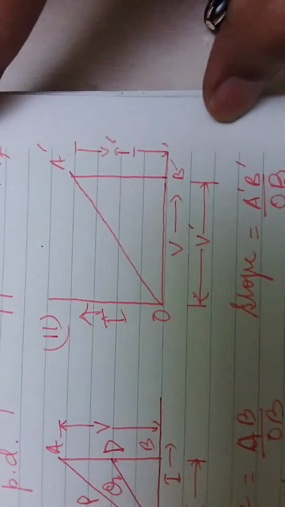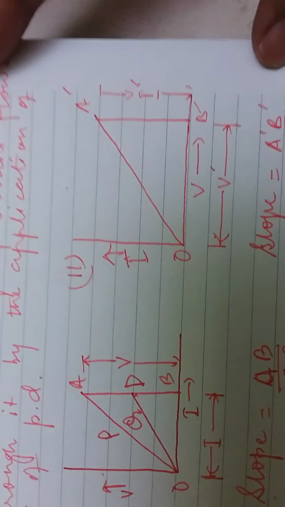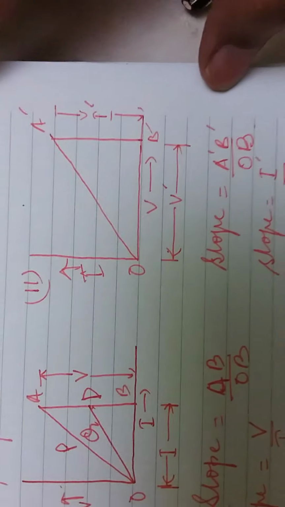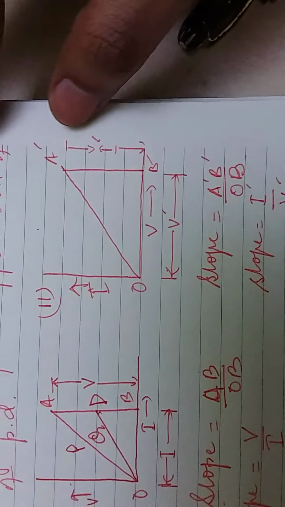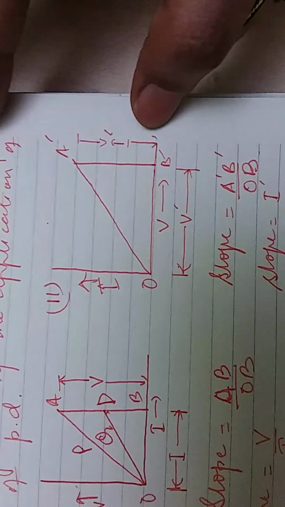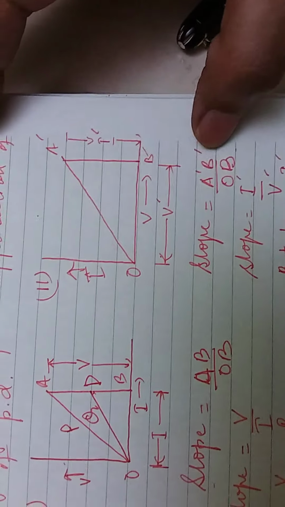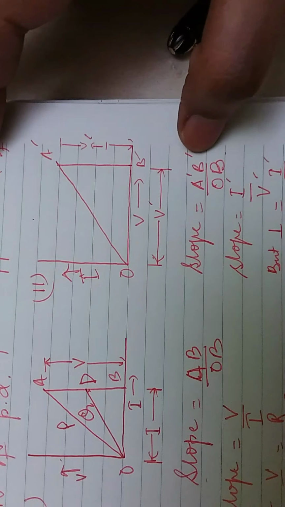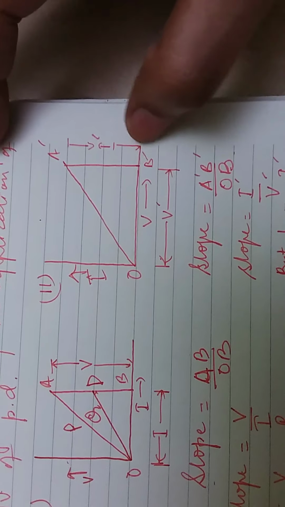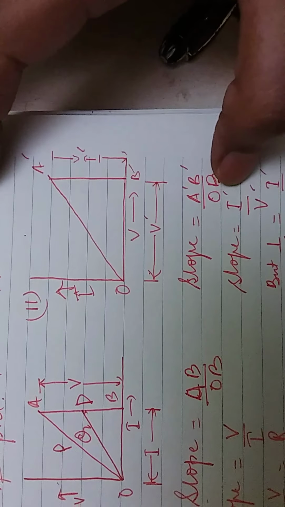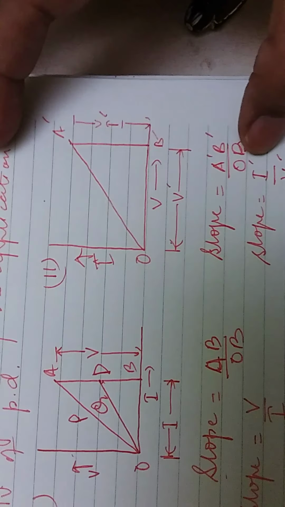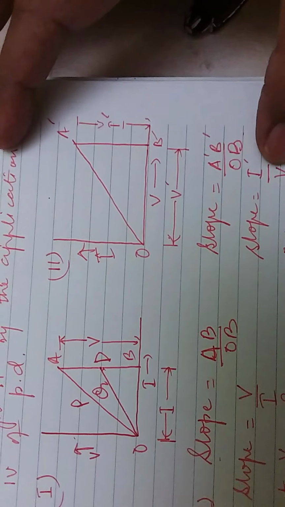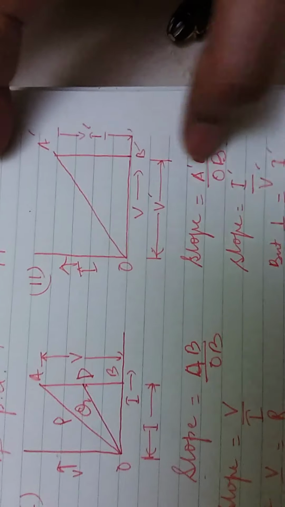On the contrary, let's have a look at this graph. Now we're using the same parameters here, V and I. Now only the variables have been interchanged, right? So the slope is given by A dash B dash upon OB dash. Substituting the value of A dash B dash, which represents I in this case, the current, not the potential difference as in the previous case. And at the denominator, this OB dash is the value of potential difference.